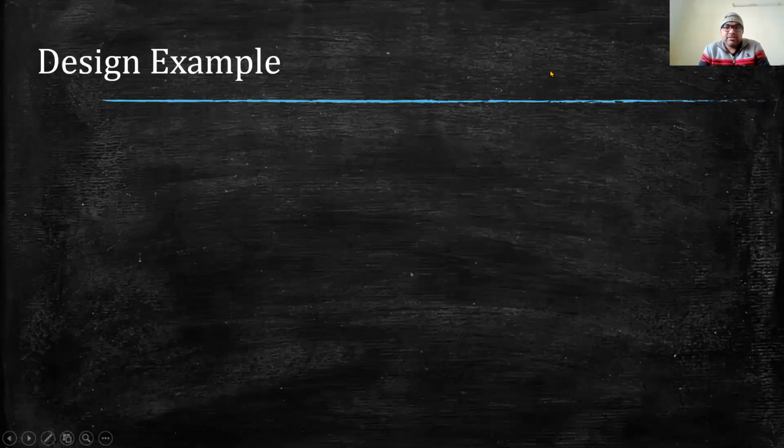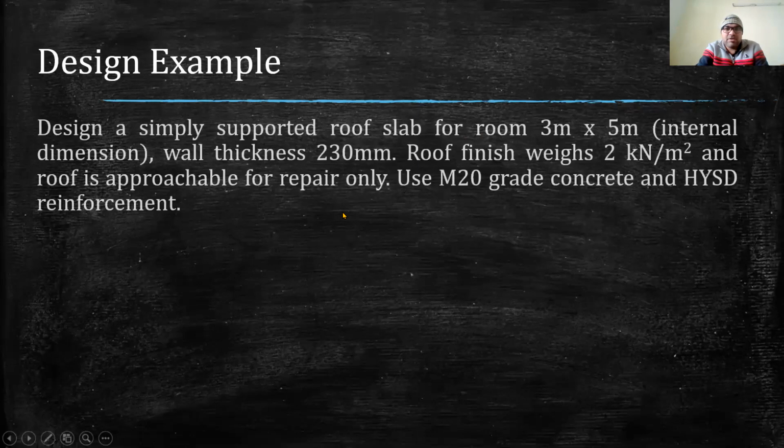Hello, welcome back. So now in this part, we will design the example. We will take an example to design the simply supported roof. So this is the example. In this, we are required to design a simply supported roof slab for the room. The dimension of the room is also given, which are actually the internal dimension.